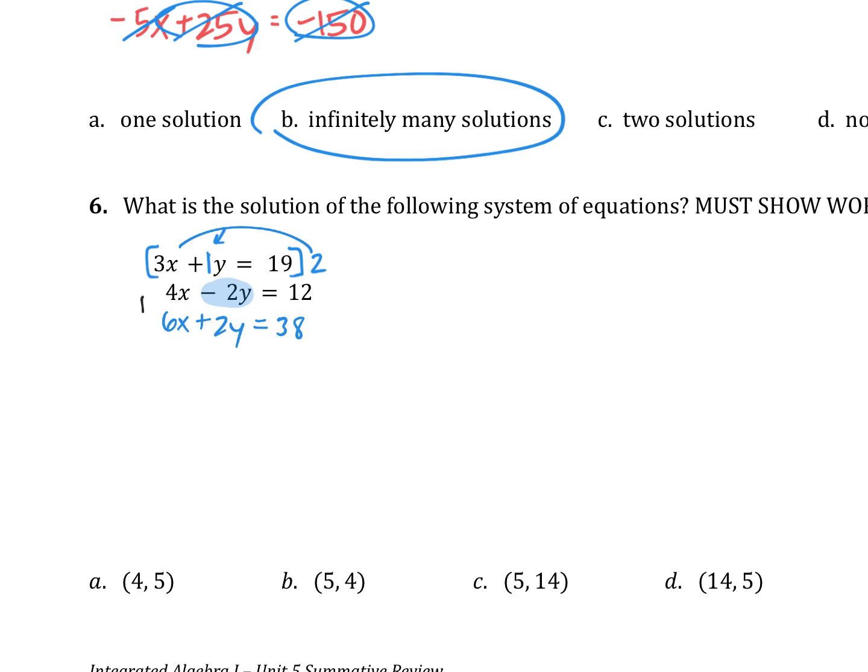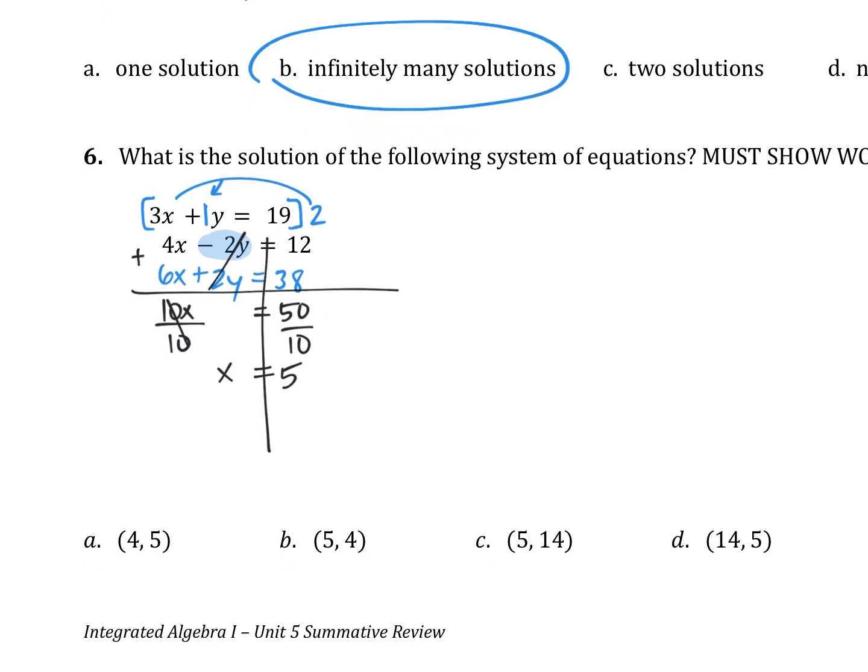And now I'm going to add these two equations together. I'll get 10x, my y's go away, and then I'm left with 50. So I can divide by 10 on both sides, and x equals 5. So I can already go ahead and get rid of two answers here, letter A and letter D, and now I need to plug it back in and solve for y.